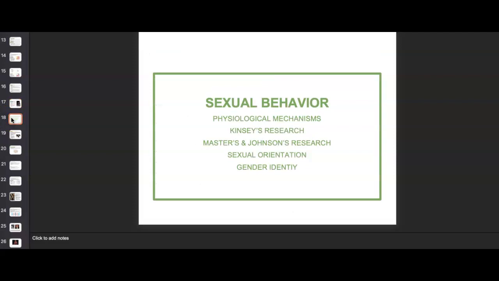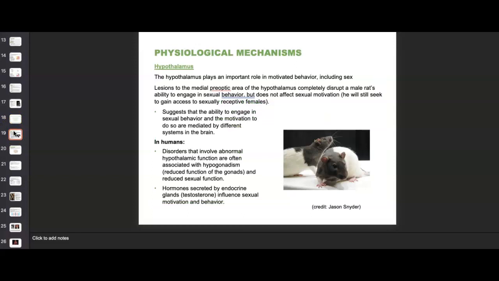Now, motivation also drives sexual behavior. The physiological mechanism is that the hypothalamus in your brain plays an important role in motivated behavior, which includes sex. Lesions to the medial preoptic area of the hypothalamus completely disrupt a male rat's ability to engage in sexual behavior, but do not affect sexual motivation, meaning that the rat will still seek to gain access to sexually receptive females. He just can't engage in sex once he gets there.